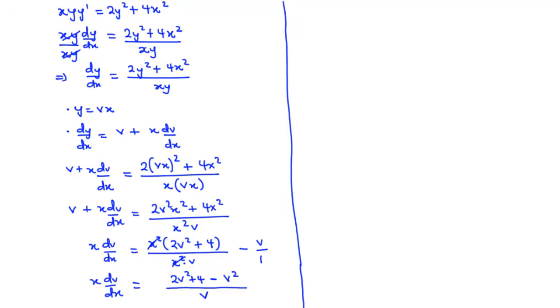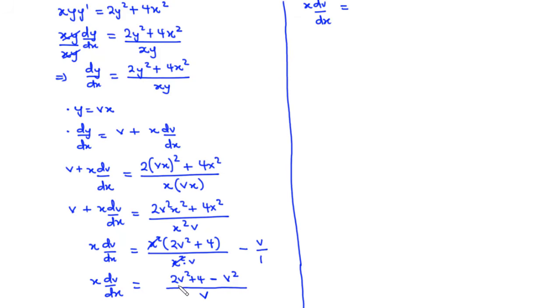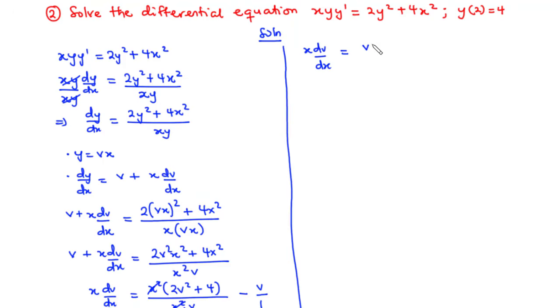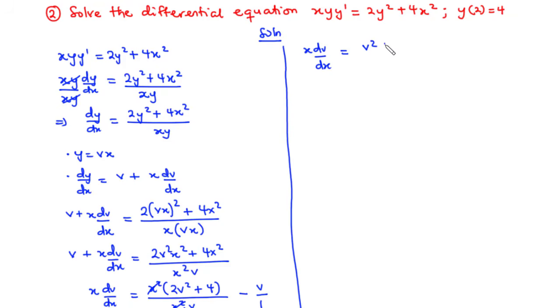So here we are going to have x dv/dx equals, let's simplify this. So 2v squared minus v squared is v squared. So we are going to have v squared plus 4, all over v. So at this point we have x dv over dx. So let's transfer dv to appear at the denominator here. So that becomes x over dx equals v squared plus 4 over v dv.